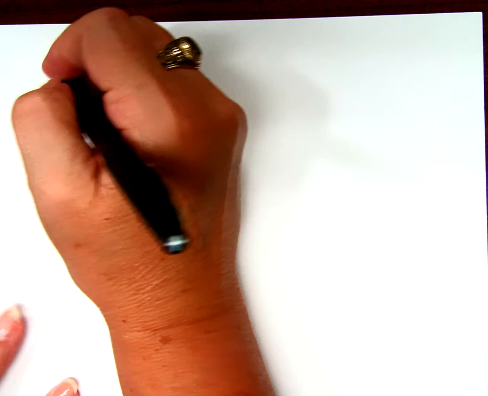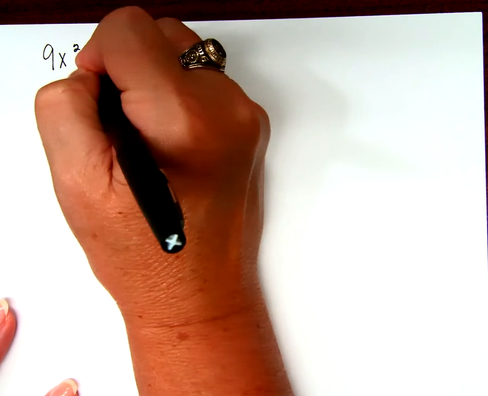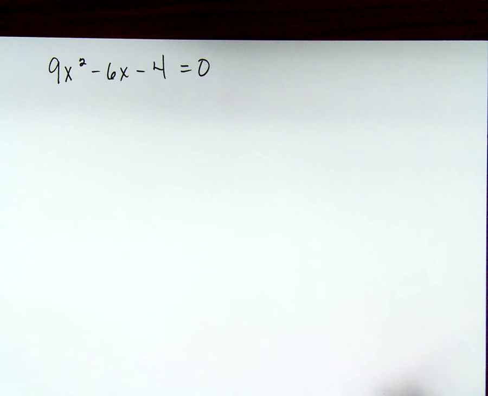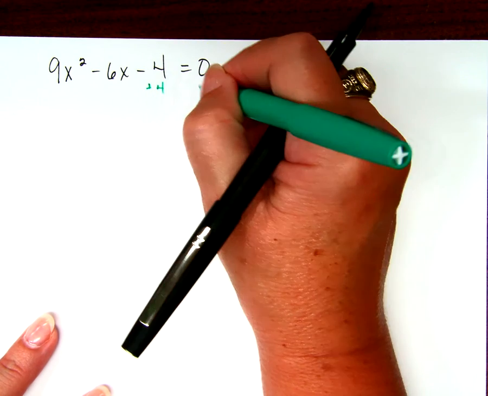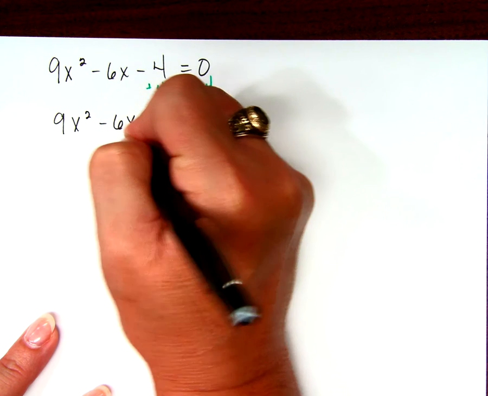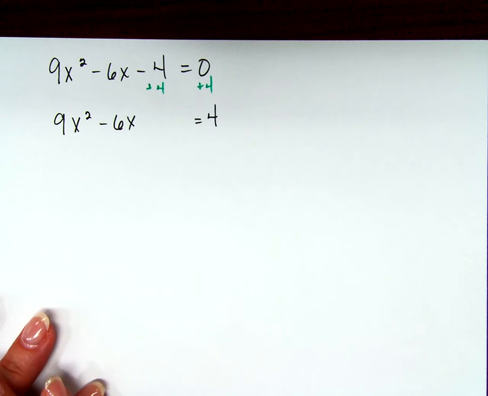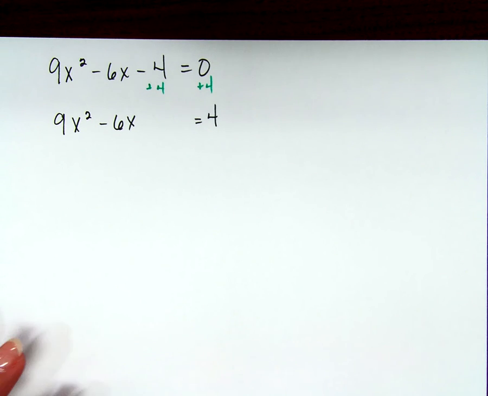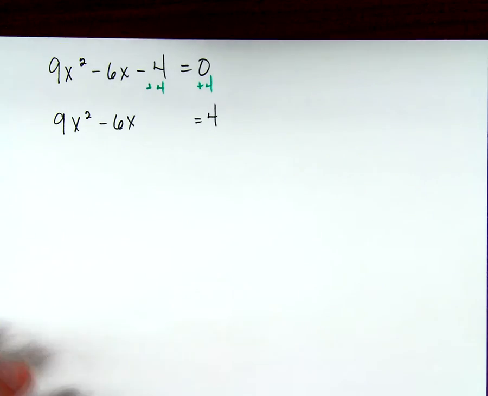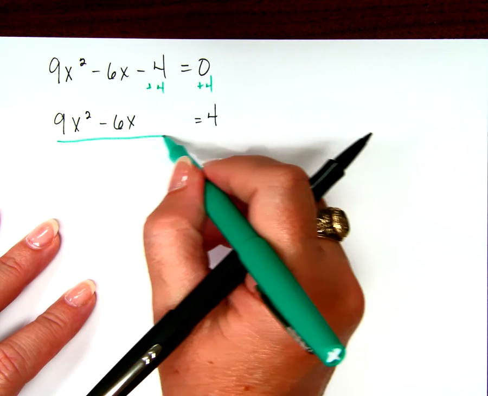So what about this one? 9x squared minus 6x minus 4 equals 0. How about if we have to solve this by completing the square? So I can go ahead and add 4 to both sides if I want to. That's fine. But before I complete the square, what does the leading coefficient have to be? Remember? All these examples that we just did, what was the leading coefficient on every single one of them? 1. Yeah, I have to make the leading coefficient 1 for it to work. So in order to make the leading coefficient 1, I need to divide everything by 9.